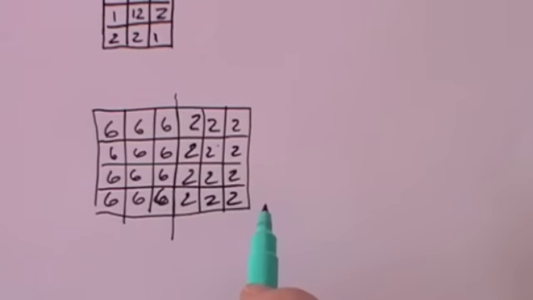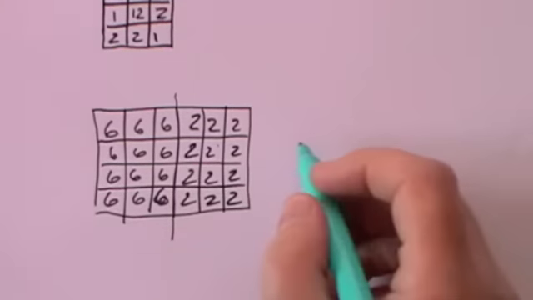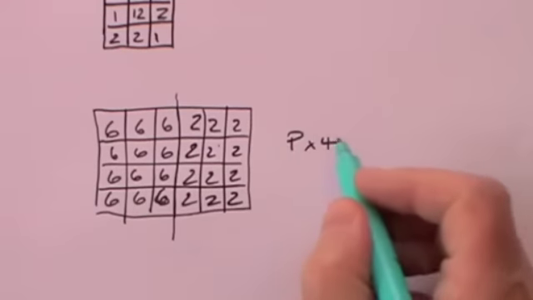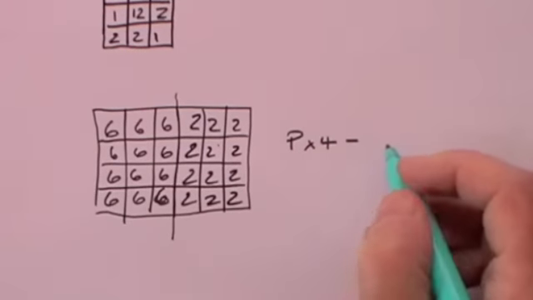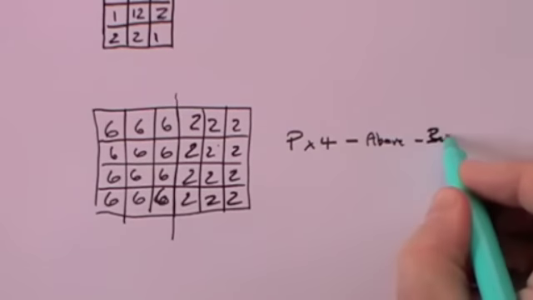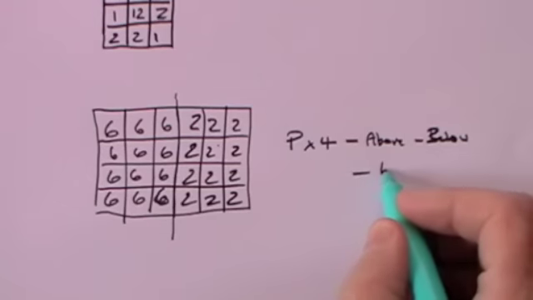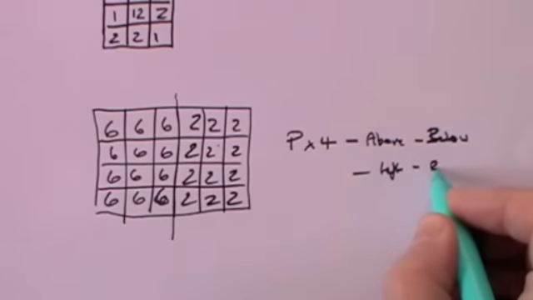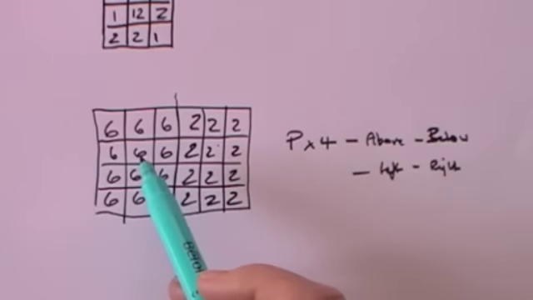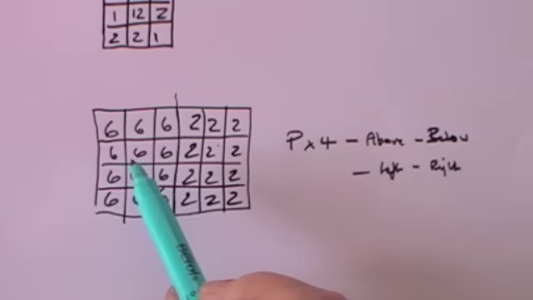And what we ask them to do is, for each pixel, you take the number in the pixel, so we call that the number P, and you multiply it by 4, and then you subtract from it the value in the pixel above, the value in the pixel below, and the value in the pixel to the left, and the value in the pixel to the right. So you take any pixel, take this one, 6, multiply it by 4, and then subtract the values above, below, to the right, and to the left.